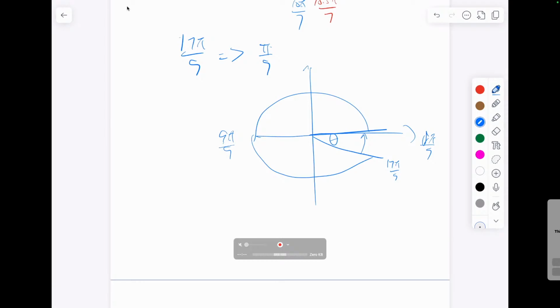Wait, hold on a second. We know sine of pi over 6 is what? What is sine of pi over 6? 1/2, right? But how come the value is not coming out as 1/2? Because this one is in radian, so you make sure it's in radian.